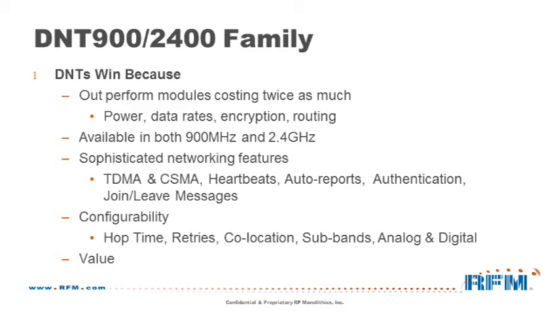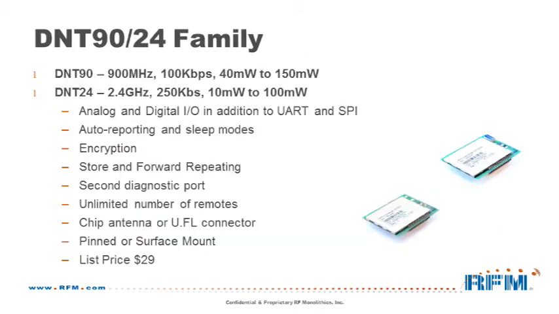So the only two radios that really can give the DNT 900 and 2400 a run for the money are the DNT 90 and the DNT 24. So these are what we kind of call our little DNTs. And what you'll see is they're similar, but they're just a reduced feature set. And that reduced feature set lets us remove some costs from the radio and bring it out at a different price point.